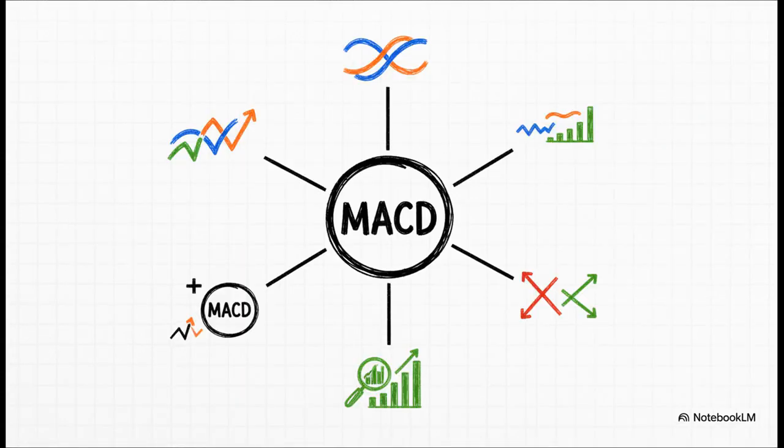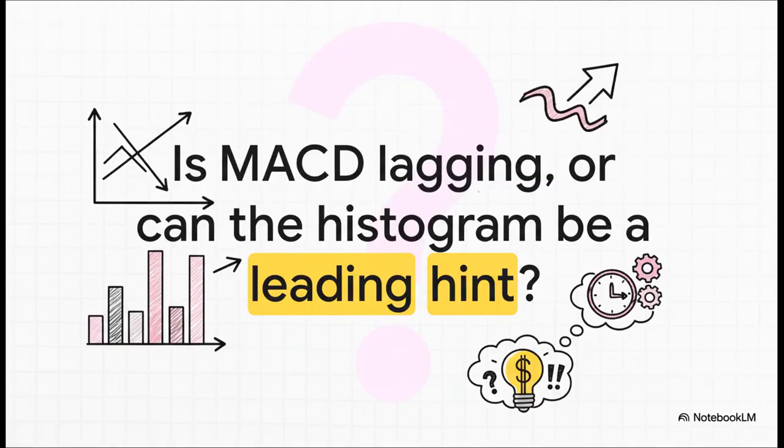So let's wrap this all up. The MACD shows you the relationship between a short-term and a long-term trend. It's made up of three things: the MACD line, the signal line, and the histogram. Its bread and butter signals are crossovers and divergences. And remember, it's a fantastic tool for measuring momentum, but it's always best when you use it as part of a bigger analytical strategy. And I'll just leave you with this final thought to chew on.